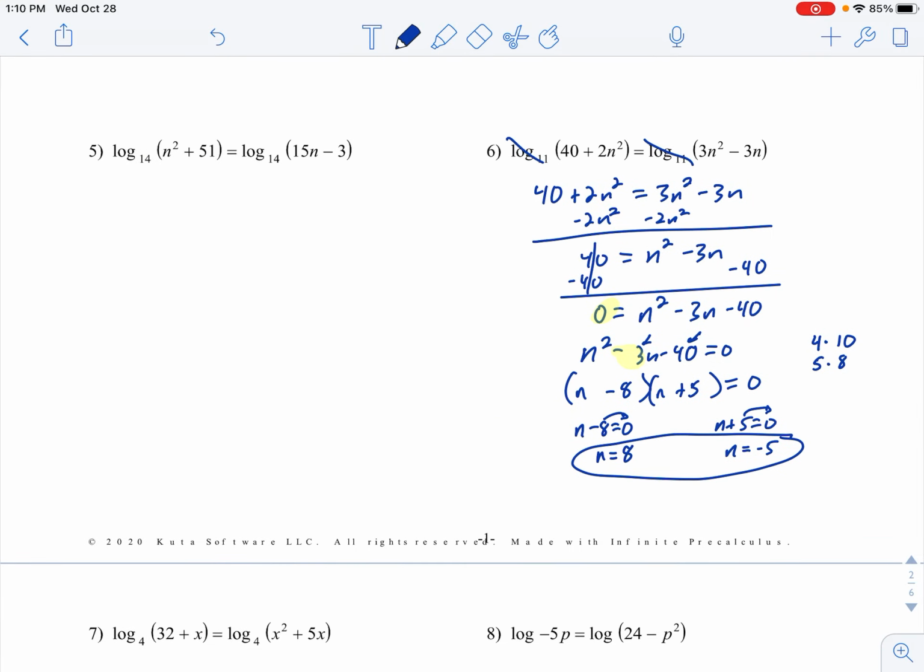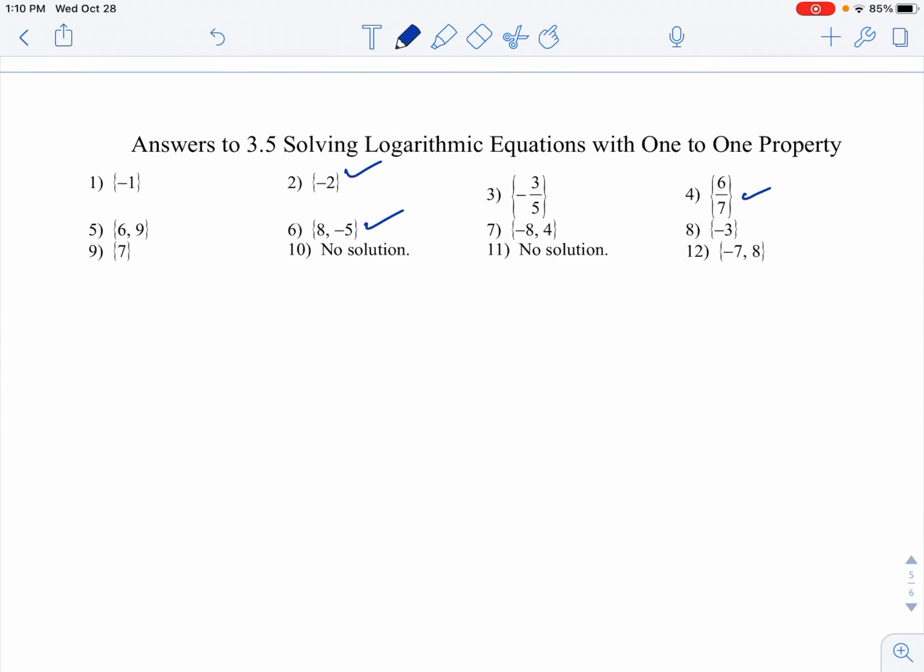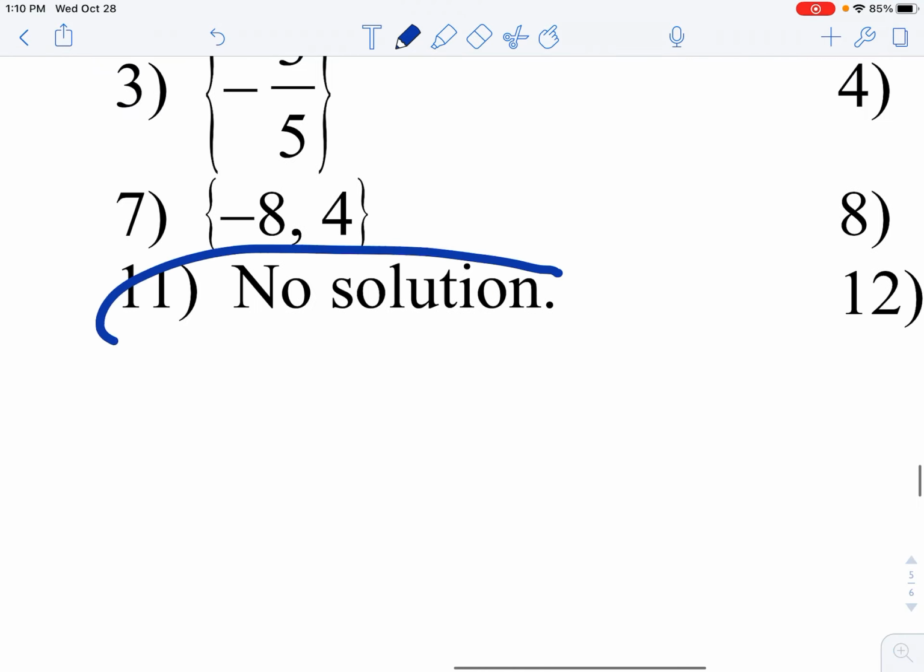I'm going to go ahead and check myself first. And if it's good, we'll just move on. And there it is, 8 and negative 5. Now, why did I say check myself first? Because sometimes you get 2 answers and only one of them is right. Or sometimes you get 2 answers and none of them are right. So that will be coming up here in just a minute.